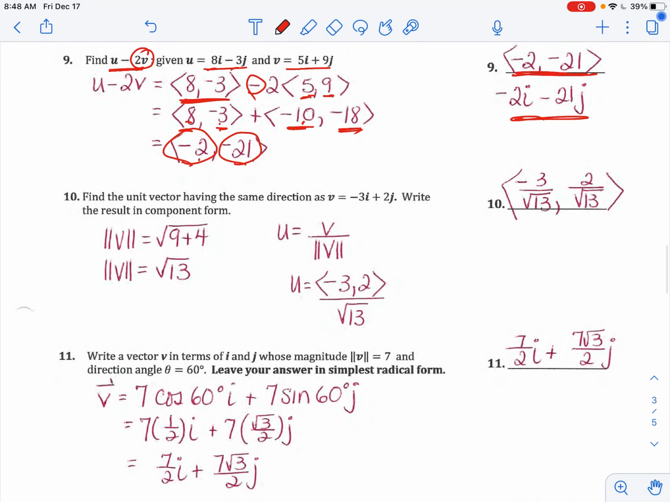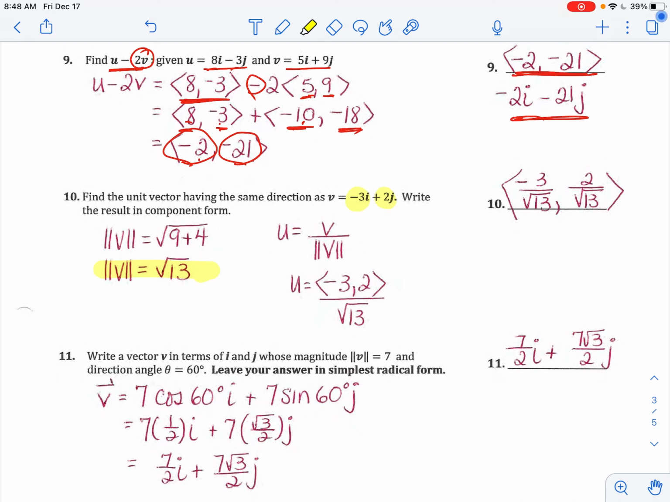How do we do unit vector? Unit vector is a combination of the two. So to do unit vector, what you need to do is you need to find the magnitude first. So how do we do that? You take some version of 3 squared, negative 3 squared if you want, 2 squared, right? And I'm going to get 13.